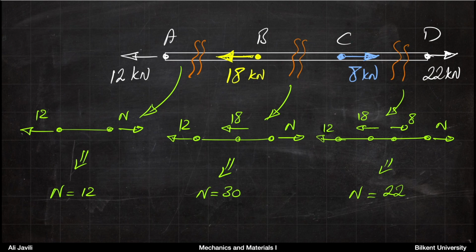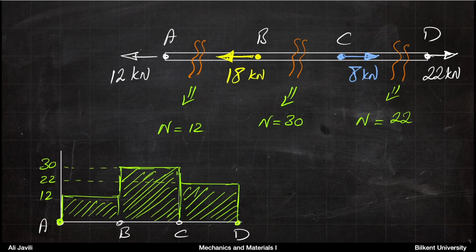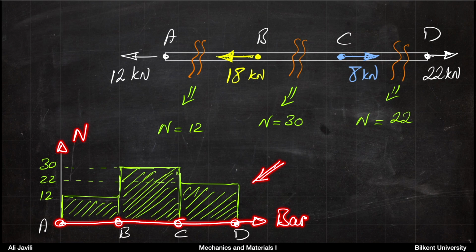So for these types of problems, we usually draw this type of graph. In the x-axis, you have the different points on the bar or on the rod. And in the y-axis, we are showing the normal force. And again, remember, this is the internal force.